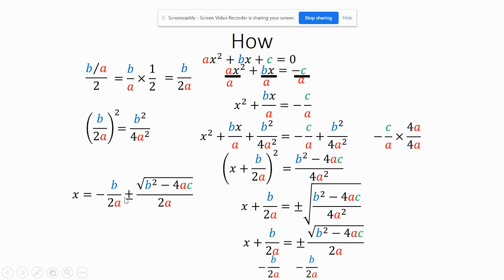So here is the quadratic formula. You have the negative b over 2a plus or minus the square root of b squared minus 4ac all over 2a, or you could rewrite it with the whole thing over 2a. Hence, the quadratic formula is simply found by completing the square. We complete the square of our general form, and we have the quadratic formula.